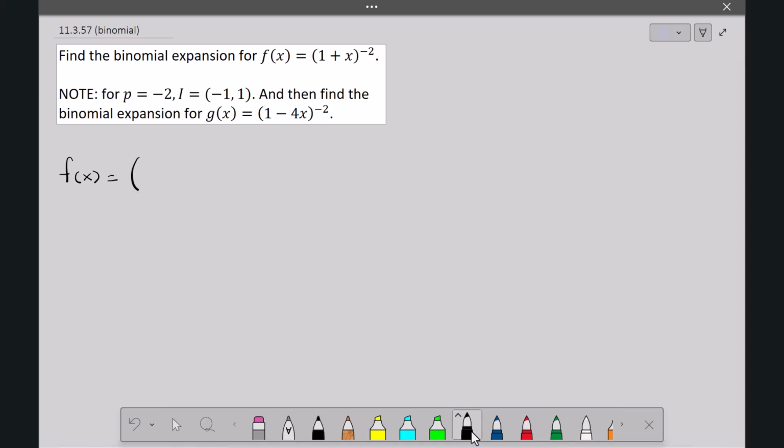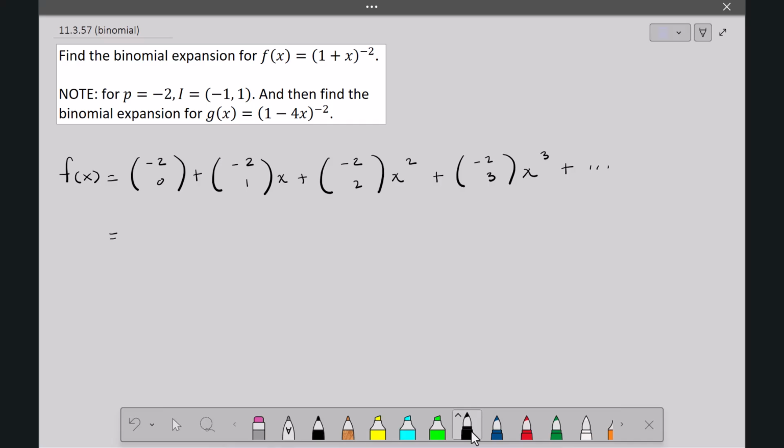The power is negative 2, so it will be negative 2 choose 0 plus negative 2 choose 1 times x. So again, this should be looking a heck of a lot like the geometric series, except that you have binomial coefficients. That's the only difference. Otherwise, it looks very similar to the geometric series. This goes on forever, so we'll put plus dot dot dot.